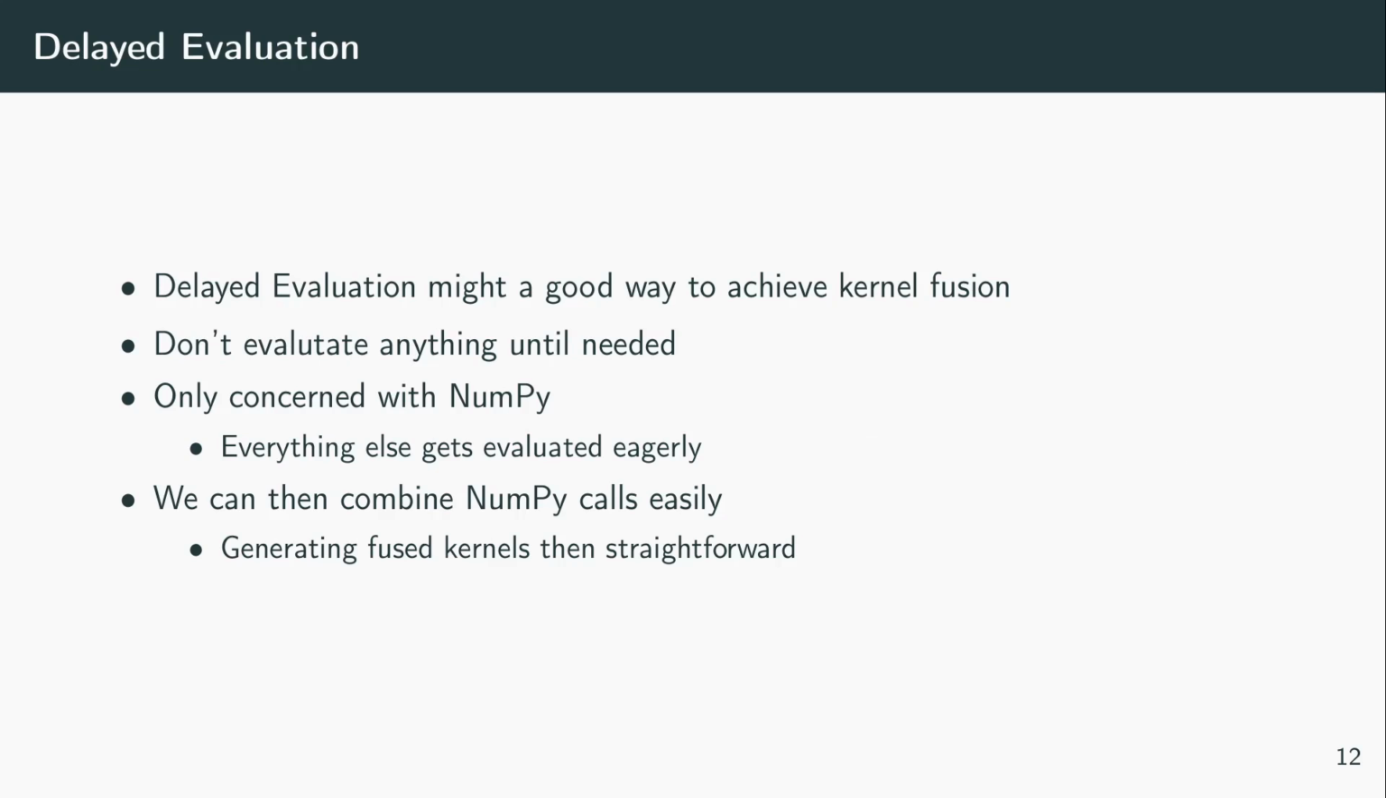We thought that delayed evaluation may be a good way to achieve kernel fusion. By delayed evaluation or delayed execution, we mean that we will not evaluate parts of the program until they are needed. We are only delaying NumPy parts of the program, and any other Python gets eagerly evaluated. Doing this allows us to combine the NumPy operations at a high level and thus easily generate fused kernels. This avoids the need to fuse distinct CUDA kernels at the CUDA source level.